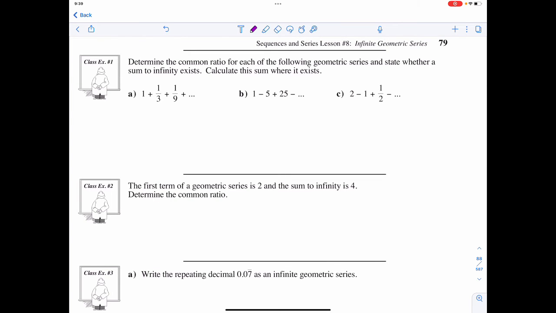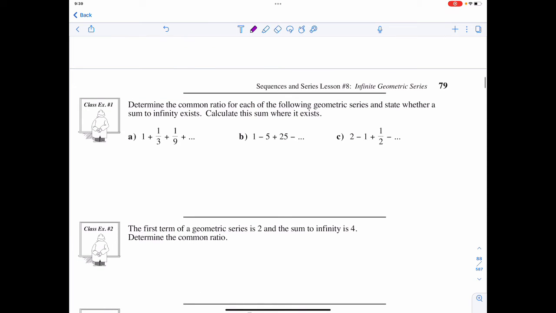If this is true, then we should be able to actually solve this. It says determine the common ratio for each of the following geometric series and state whether a sum is going to exist. So in this case, my R value would be my second term divided by my first term, or 1/3, which means that it does have an infinite sum because that would be the same as 0.3 repeating. And then I can actually calculate the infinite sum.